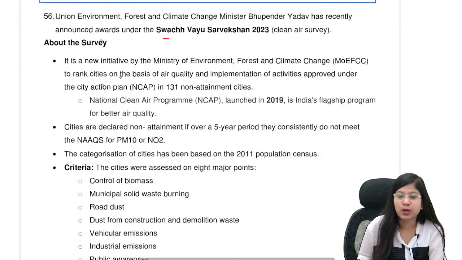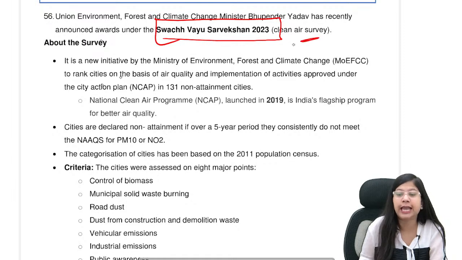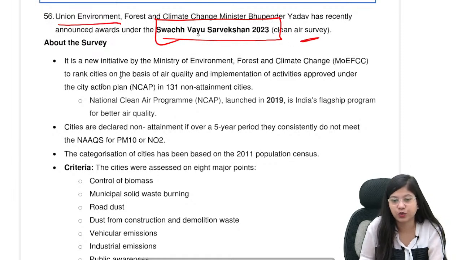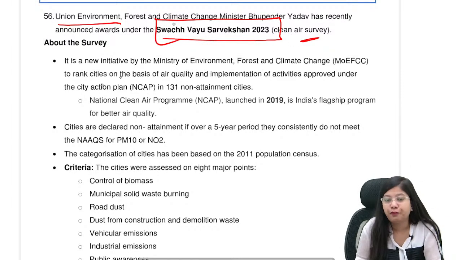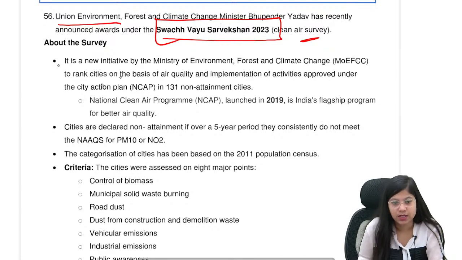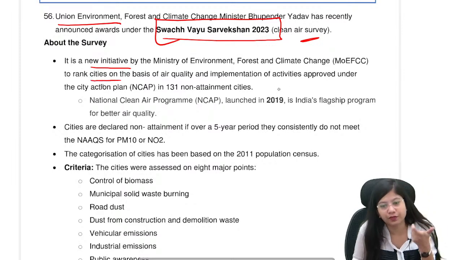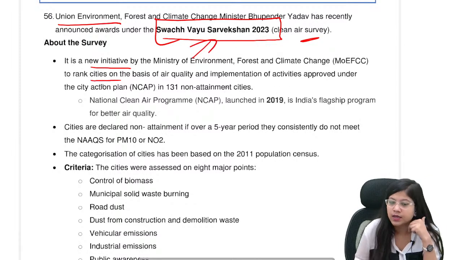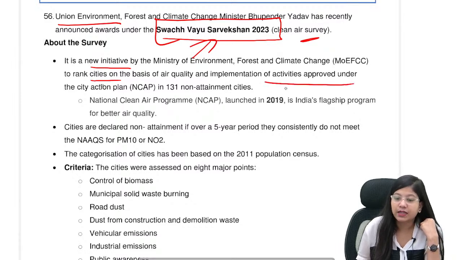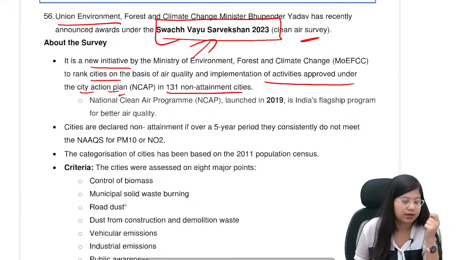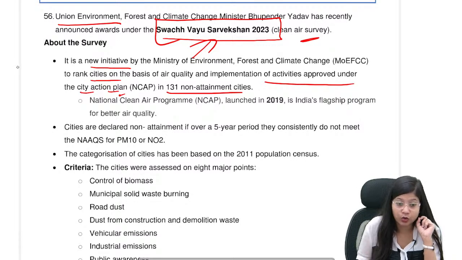Next is Swachh Vayu Sarvekshan, the clean air survey conducted by the Union Environment, Forest and Climate Change Ministry. So about the survey, it is a new initiative by the Ministry of Environment to rank cities on the basis of the quality of air, that is Swachh Vayu. Okay? And the implementation of the activities approved under the National City Action Plan in 131 non-attainment cities.